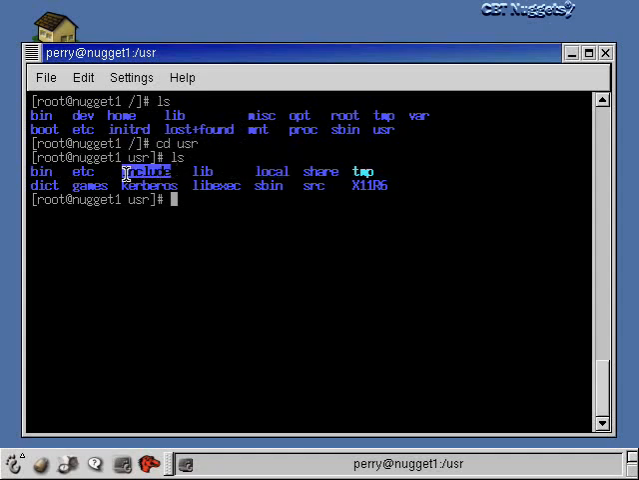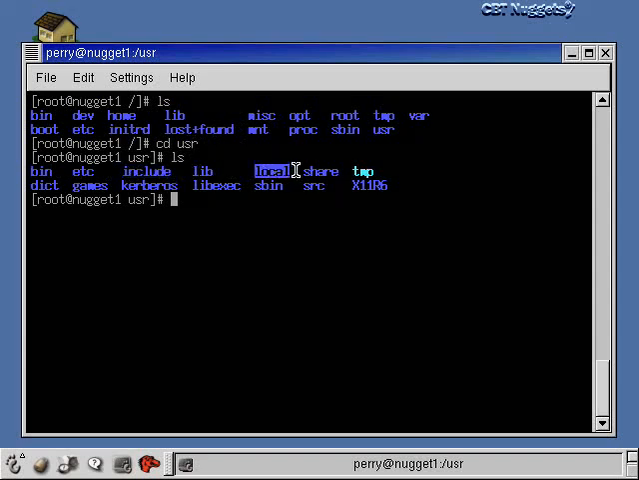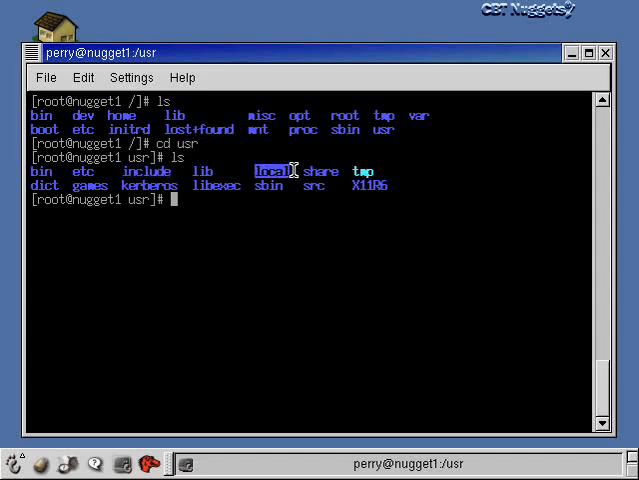The user include directory, that's if you want to include some particular function in a C program, you would include that from the user include directory. The user local directory would be stuff that's local to this particular machine. If we had a networked system here, all these directories we could set up to be shared across all the computers in the network. Then the user local directory would be local to this particular machine.